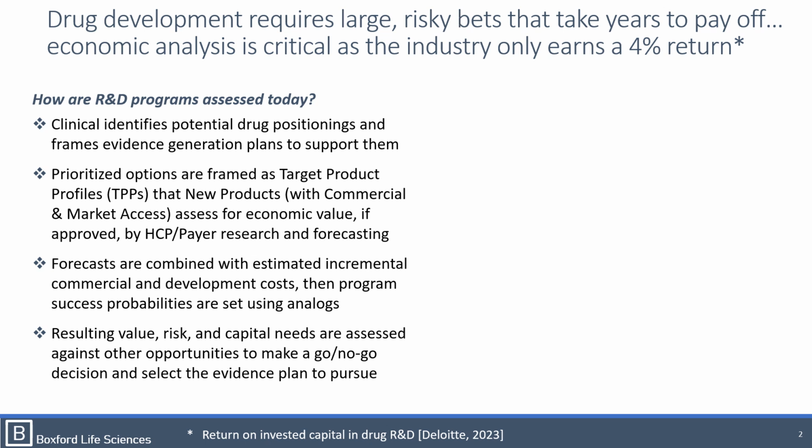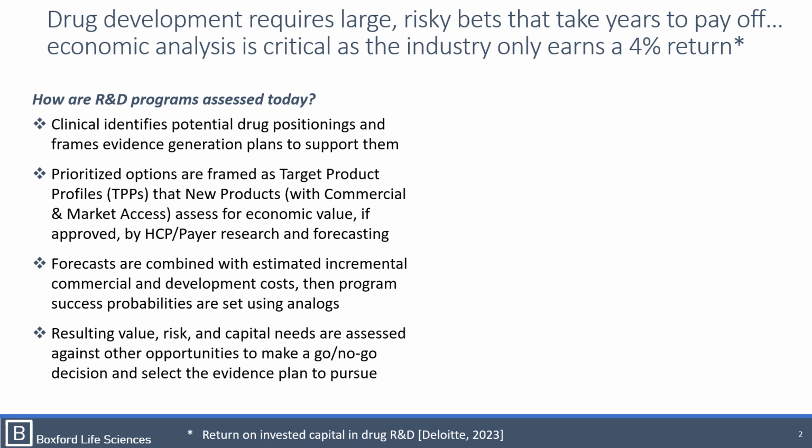Today, R&D programs are typically assessed via a process such as shown here. First, when preclinical leads are ready to progress to the clinic, clinical frames several options for where to position a drug for use and drafts evidence generation plans to support them. These options are translated to target product profiles that the new product team, working with commercial, market access, and other stakeholders, assess for economic value.